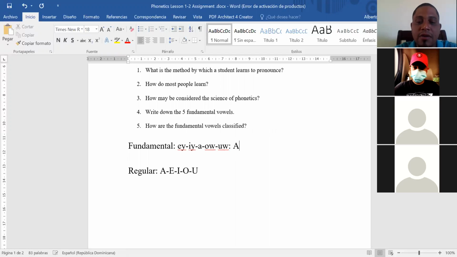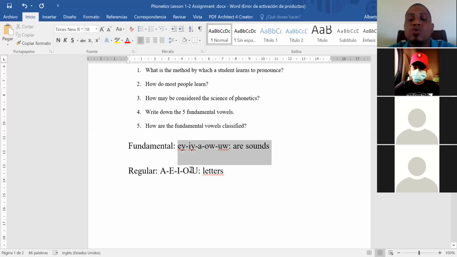Fundamental vowels are sounds, okay? We use them to speak. Regular vowels are letters. That's the difference. Fundamental vowels are sounds, regular vowels are letters. That's it. We use the regular vowels to write, and we use the fundamental vowels to speak. That is the difference.